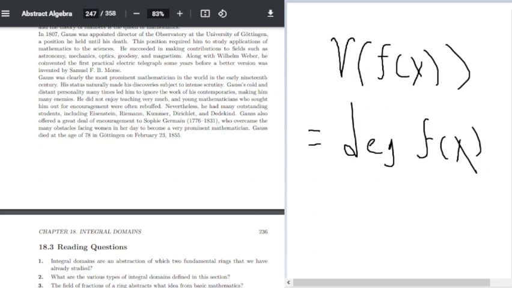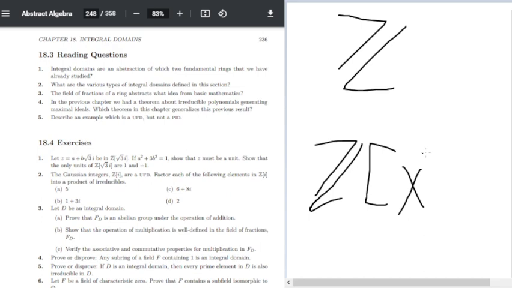So, reading questions. Integral domains are the abstractions of which two fundamental rings that we have studied already? They are the abstractions of Z and, dare I say, Z[x]. What are the various types of integral domains defined in this section? We have UFDs, PIDs, and Euclidean domains, those being the main ones.